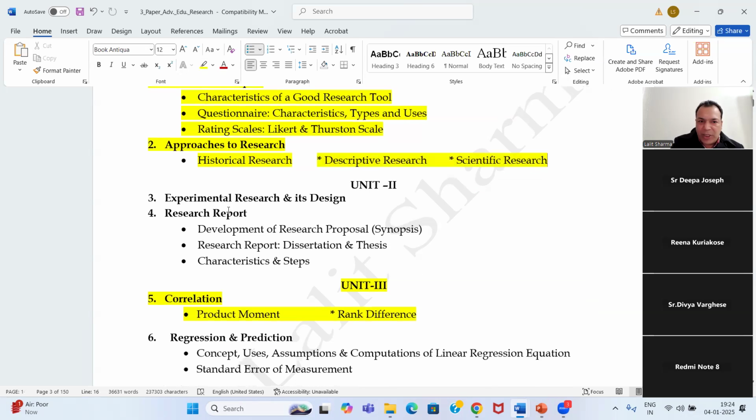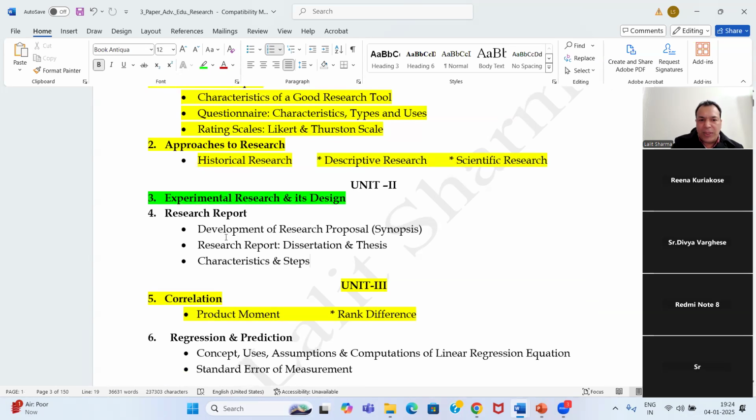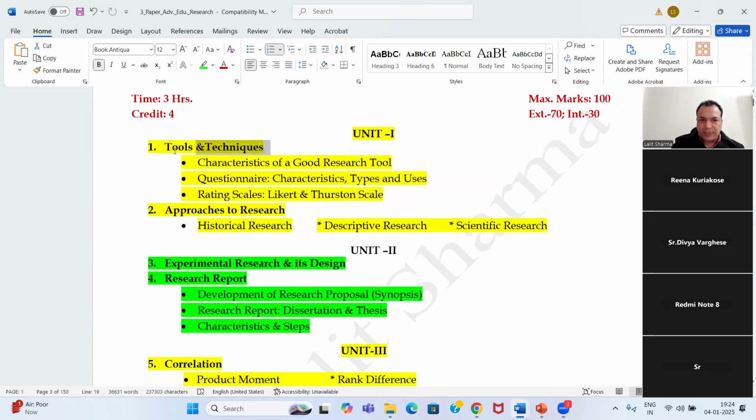Now see, in unit 2 we are done with experimental research and design, right? The green part I'm marking because today we discussed it. Then see, the research report we have also discussed, development of research report, characteristics and steps. See, our unit 1 is completely done. Tools and techniques we have discussed.